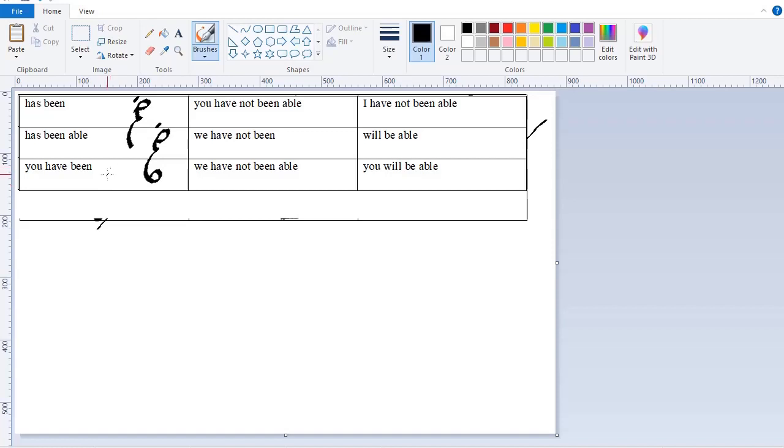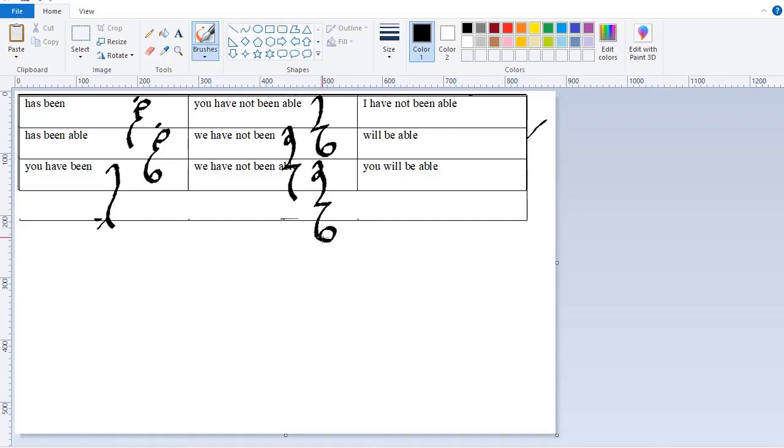Next, you have been. So we have you have and then your been. Next, you have not been able. So we have you have not been able. Next, we have not been. So we have not been. Next, we have not been able. So we have not been able. So ano yung nakikita ninyo?